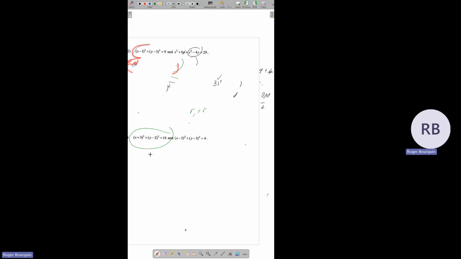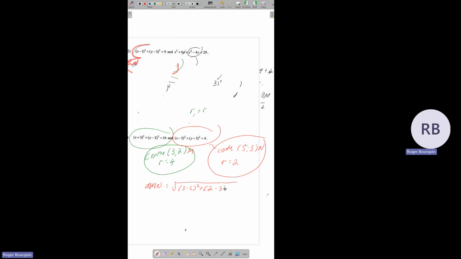So for this circle over here, your center is equal to (3, 2) and your radius is equal to 4. For this circle over here, your center is (5, 3). Let's call that N. Let's call that M. Your radius is the square root of 4, which is 2. So the distance between M and N is the square root of the difference between the x-coordinates, 3 minus 5 squared, plus the difference between the y-coordinates, 2 minus 3 squared, which is the square root of 4 plus 1, which is equal to root 5.